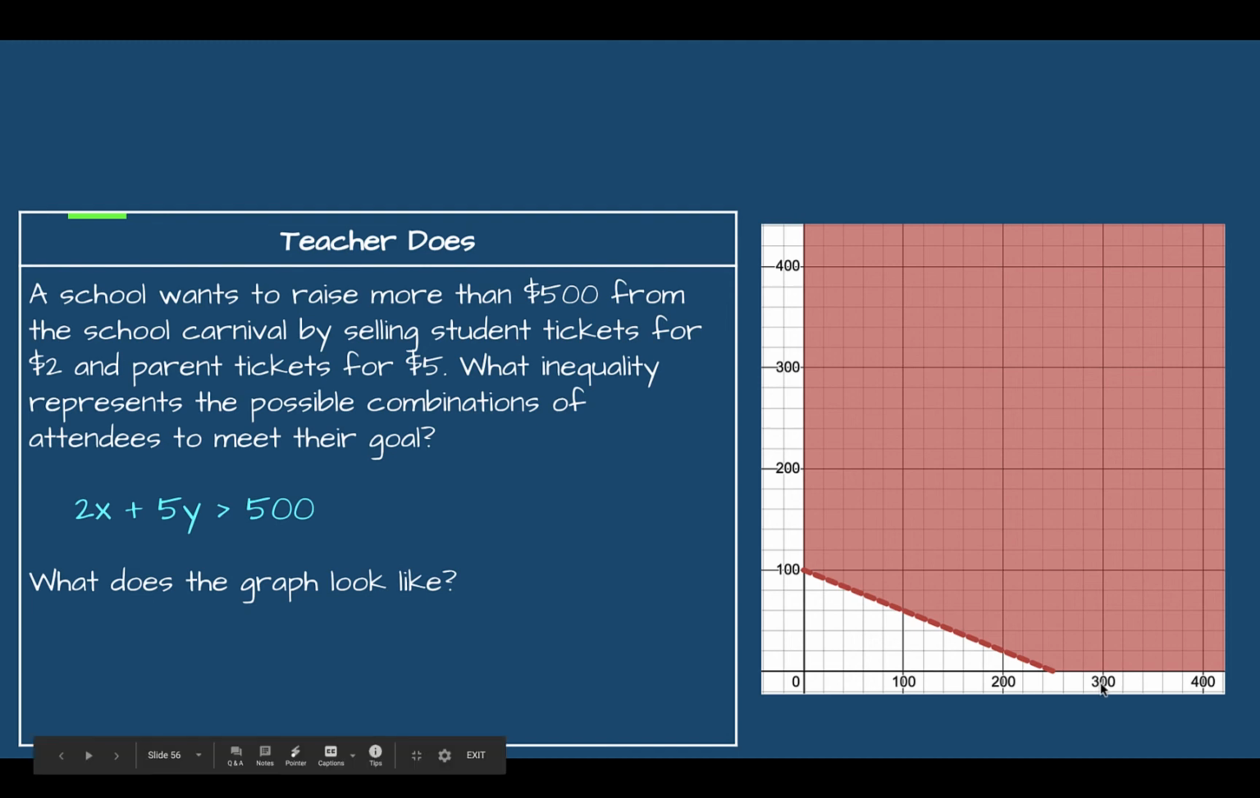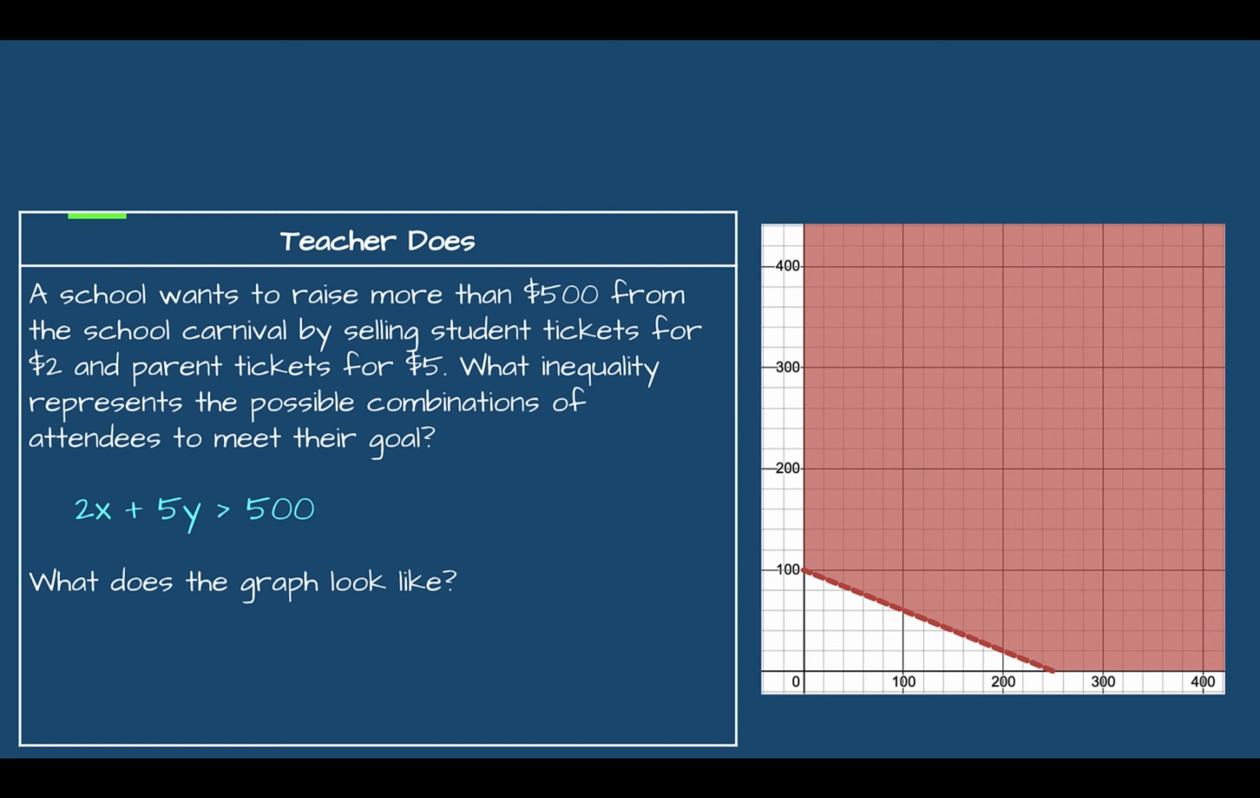For example, if we sold 300 student tickets, no matter how many parent tickets we sold, we're always going to be in the red. Or if we sold 200 parent tickets, no matter how many student tickets we sold, we're always in the red, which means those things work. Okay, this is our shaded area.